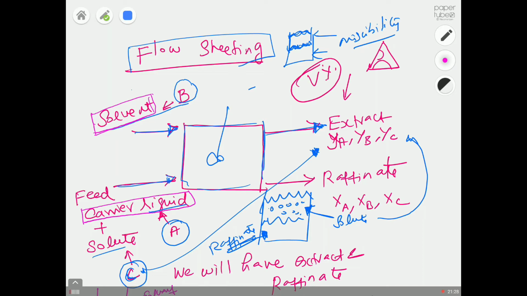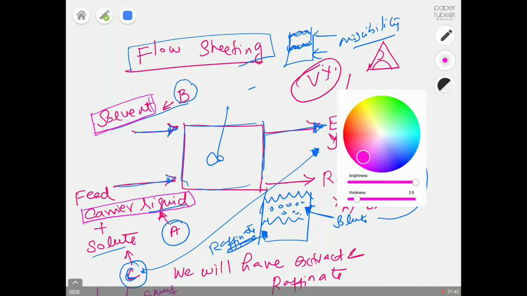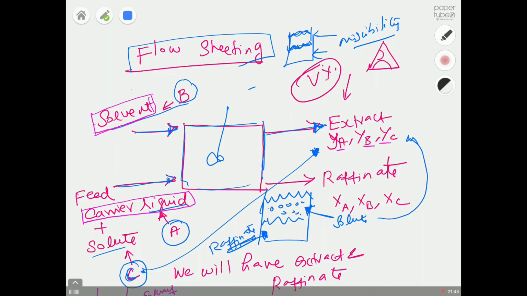So which means at the end of your experiment, your extract side will have three components. We call the three components A, B, and C. Let me go back to the highlighter. So at the end of the experiment, you have three components: one is your A, and then your B, and then your C. So your extract side of your liquid contains a bit of your carrier liquid, a lot of solvent obviously, and then a lot of your solute molecules.